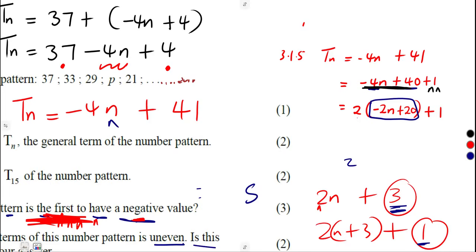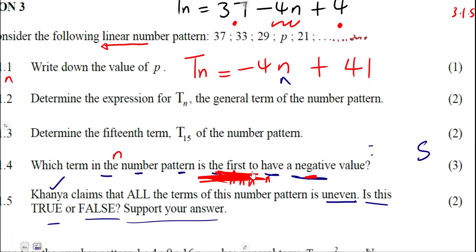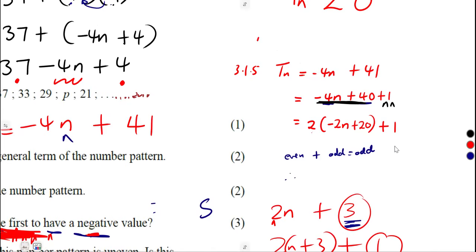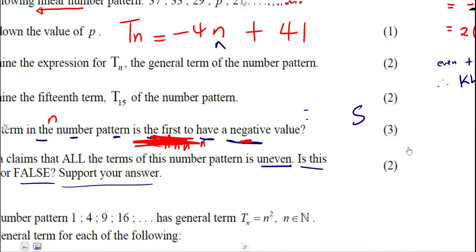Even plus odd is going to give us odd, which is uneven. So therefore, Tanya, is it Tanya or Kanya there? Therefore, Kanya is true, because Kanya claimed that they are uneven. So therefore, Kanya is true. It's an odd. That claim is very, very true, because we can see that whatever we are going to get at the end of the day is not an even. Therefore, it is uneven.